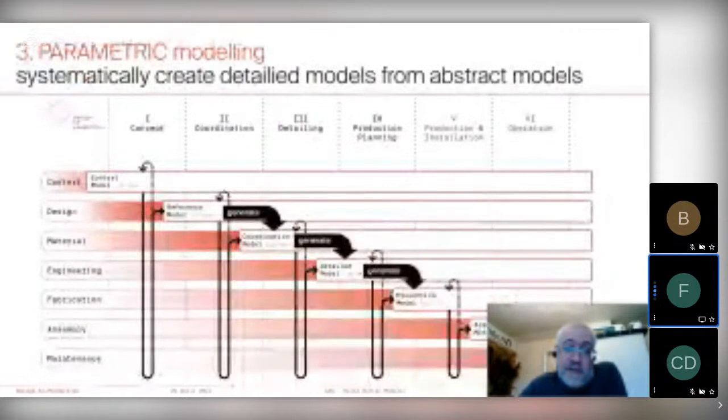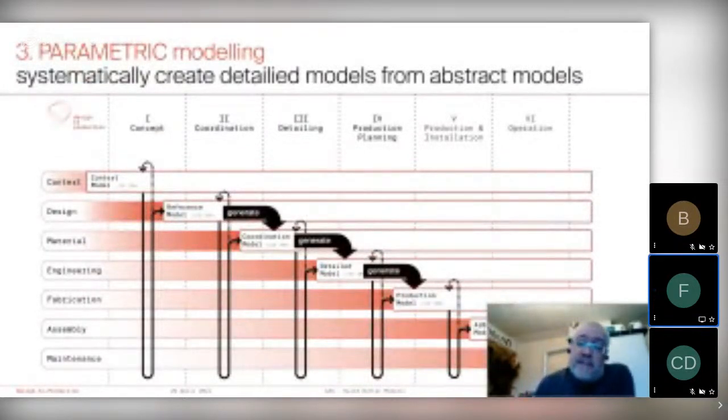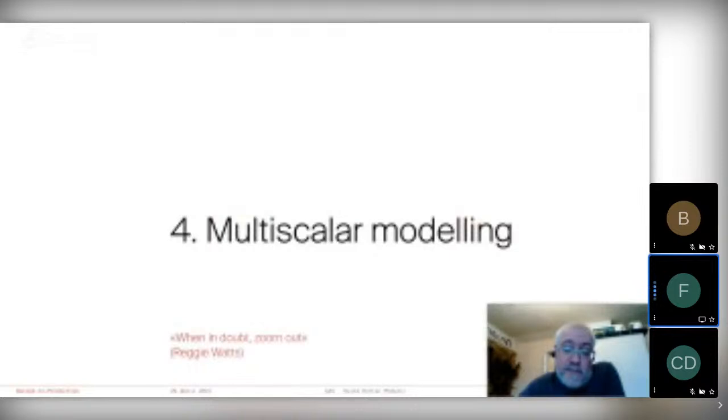So what we want to do is we want to systematically create detailed models from abstract models, and we want to generate them. And this is where you already can see, oh, we don't have models that are thrown away after every stage, but we have models that are actually consistent there, because then we can use them as an input for parametric modeling. And this is what we call multi-scalar modeling.